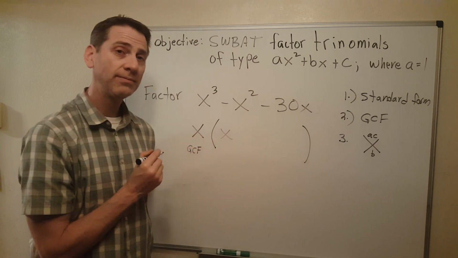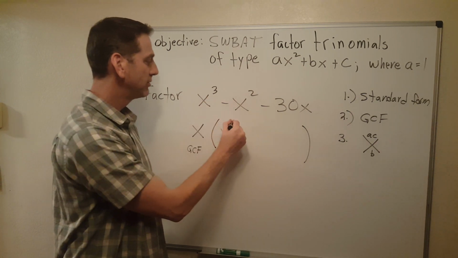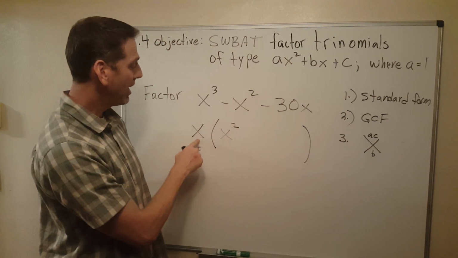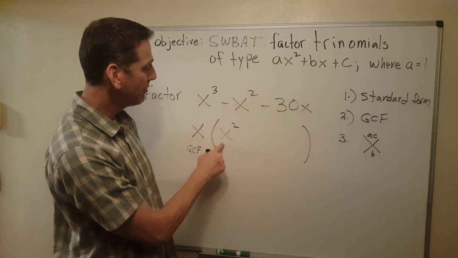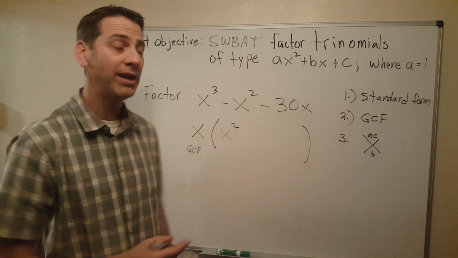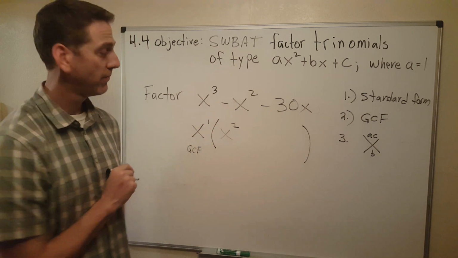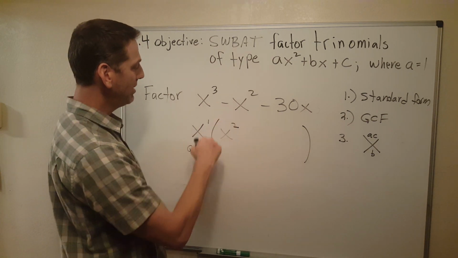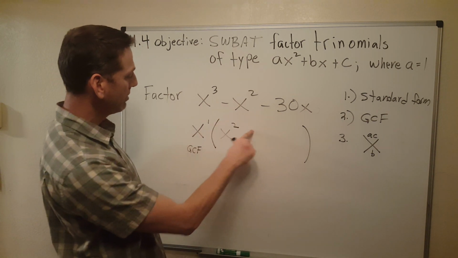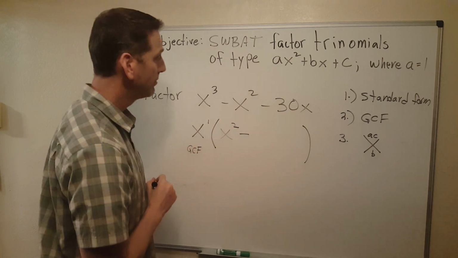Just x squared. X times x, well, that's x squared, right? So we need another one there. So x to the first times x to the second is going to give me x to the third. You just simply have to add the exponents, right? 1 plus 2 is 3. All right, now I need to find my middle term here. I have a minus sign there, so I'm going to go ahead and put that in there.